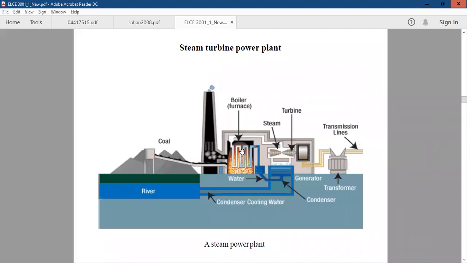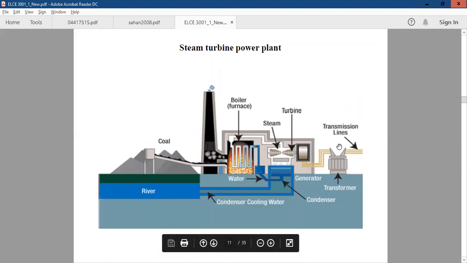Okay, now let's take the steam turbine power plant. This is a steam turbine power plant. What do you have to know about this system? You have to know the components. These are the components: boiler, turbine, condenser, cooling water. We have to know the type of fuel. What is the type of fuel that we are using? We use coal.